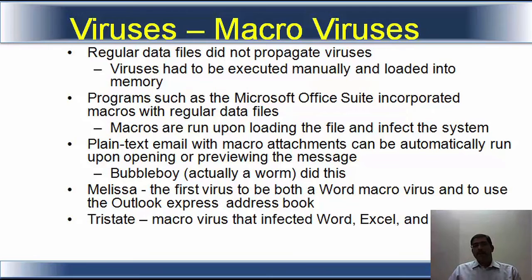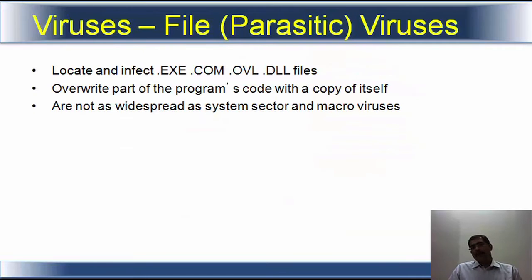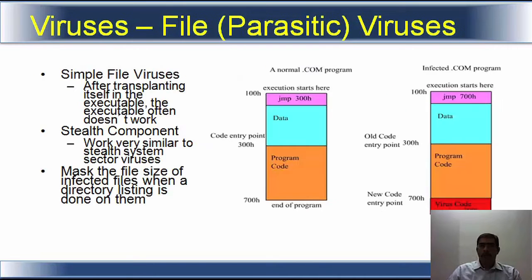And TriState was a macro virus that infected Word, Excel and PowerPoint. So almost all of the Office Suite applications were infected by the TriState virus. The parasitic viruses basically locate the exe, COM, overlay files and dynamic link library files, and then they infect them. They overwrite part of the program's code with a copy of itself. But they are not as widespread as system sector or macro viruses.